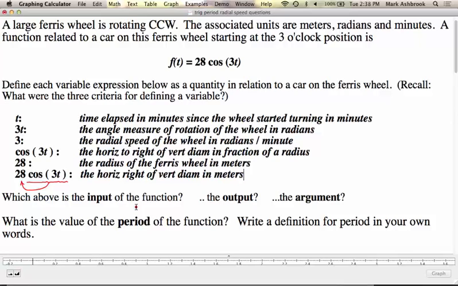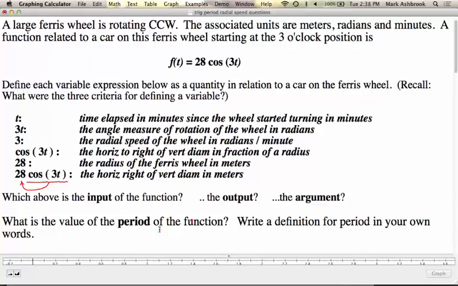What's the input? Which one of those above is the input? t. What's the output? Which one? Cosine 3t? The last one is the output. 28 cosine 3t is the output. And what's the argument? 3t. Okay? The value of the period.